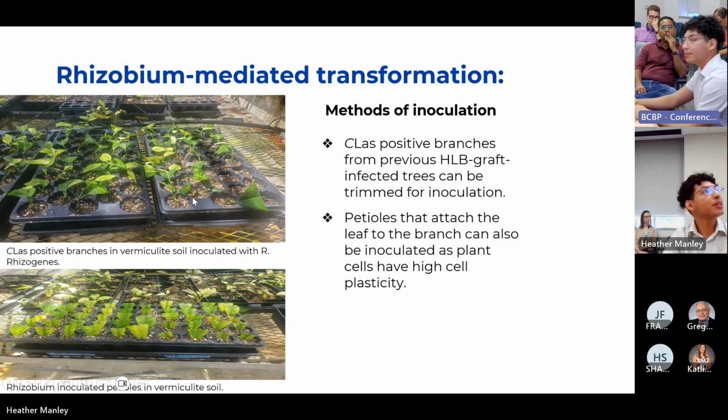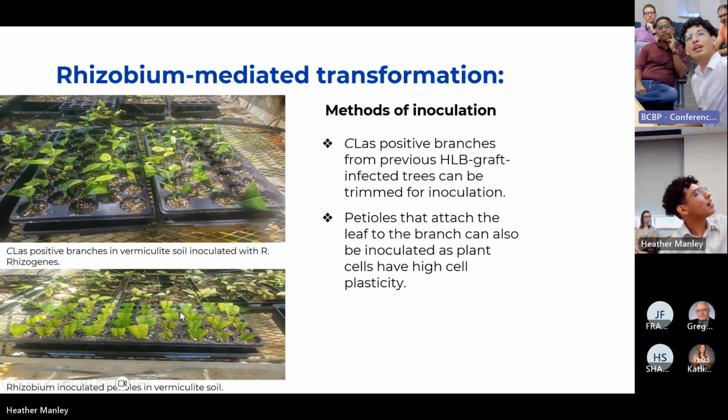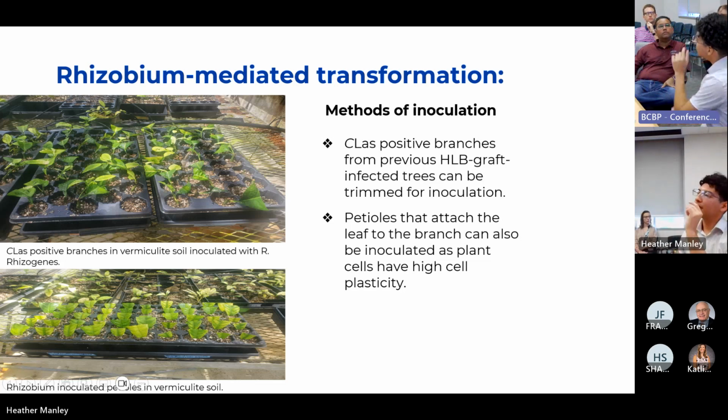So here we have an image on our little methods of inoculation. We basically culture the rhizobium microbe, and then we smear the branch or the leaf that I also implemented in the bottom. Right at the petiole of the leaf, you can also inoculate it.